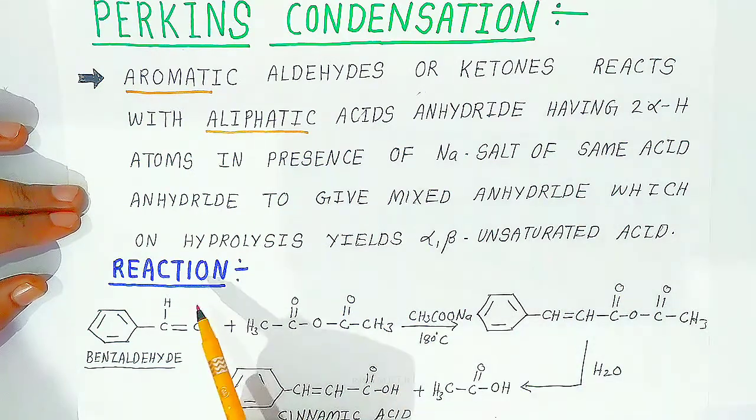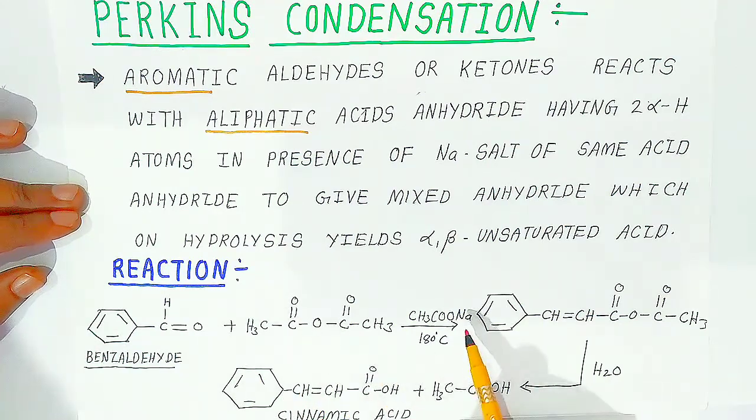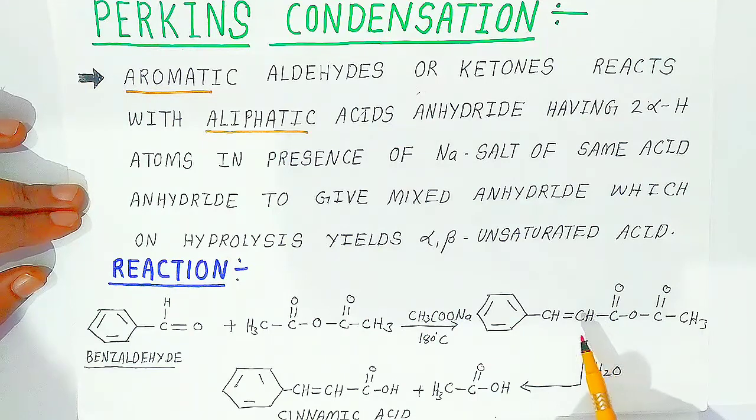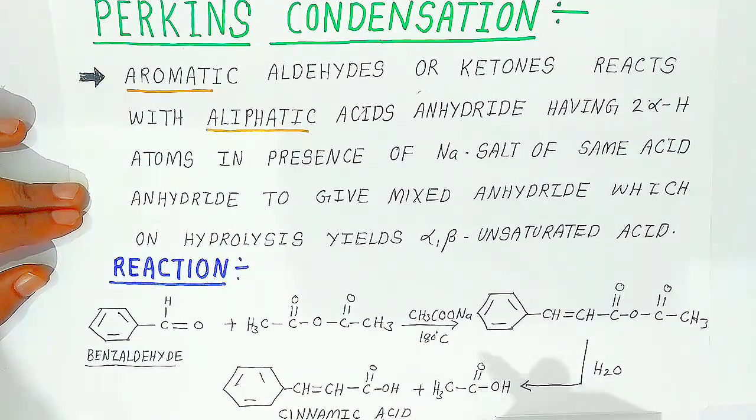Now students, that reaction we are going to see, this is the benzaldehyde which is aromatic. Now it reacts with aliphatic anhydride students, this is aliphatic anhydride in presence of sodium acetate. A condensation will take place students. Now after the hydrolysis students, in presence of water, it will give you cinnamic acid and acetic acid. Okay students, these are very important reactions students.